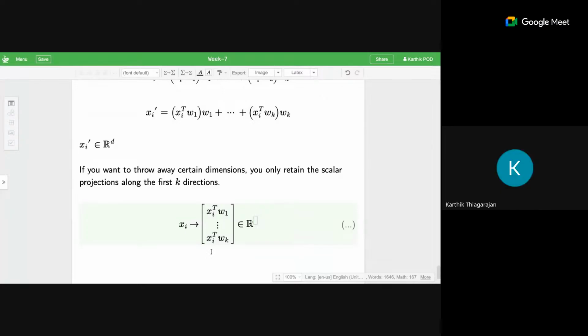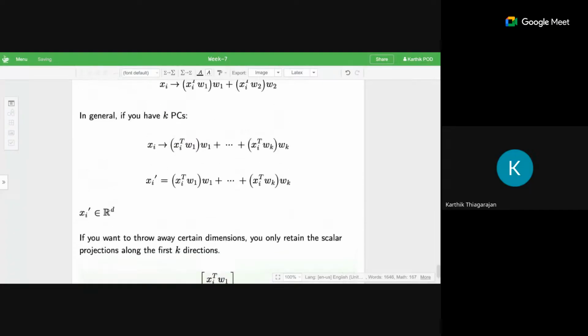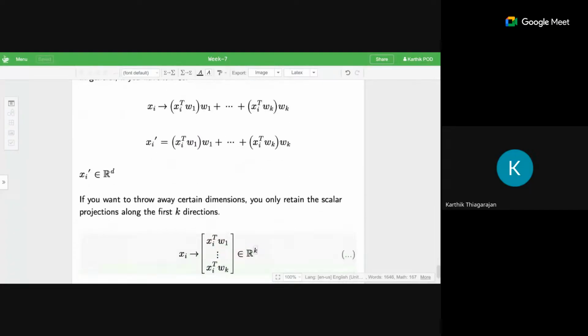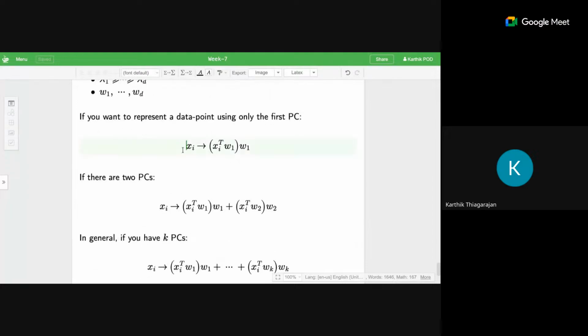So think about it. This is a column, this is an R, right? So what I'm doing, do you understand what is happening? This is finally the dimensionality reduction step, right? So what you have done is you have replaced.